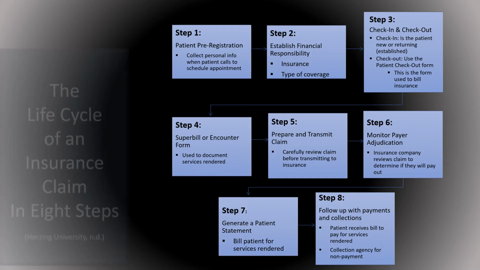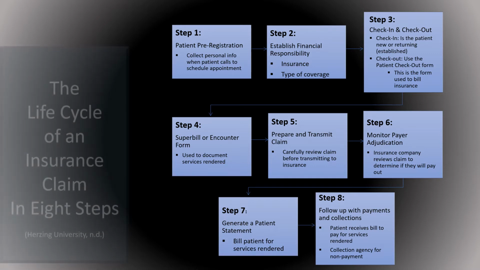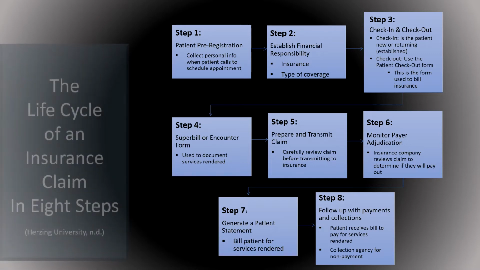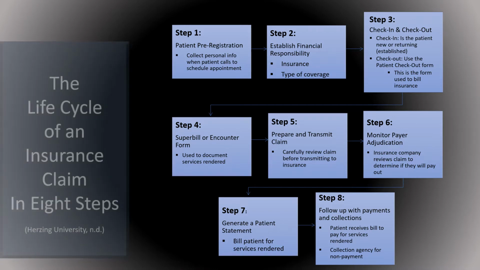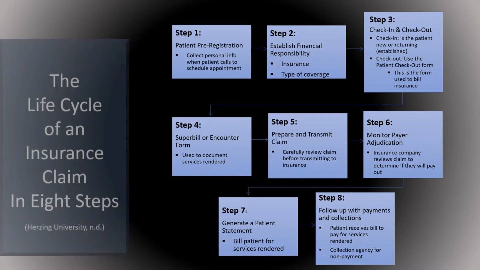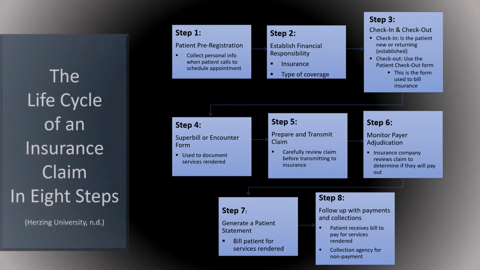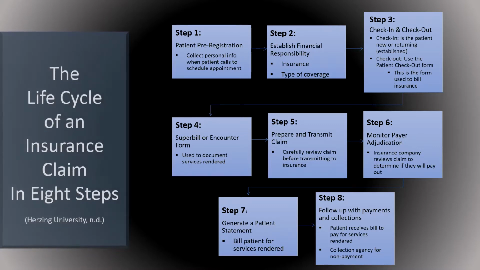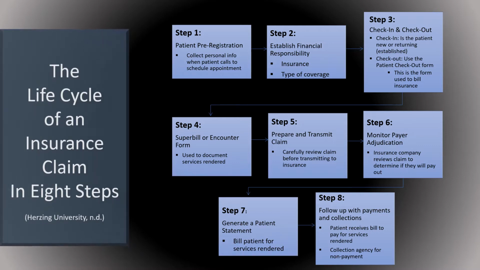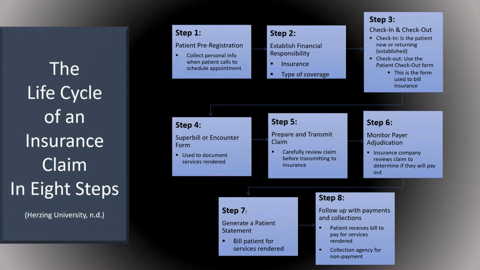First, as outlined in this process graphic, we will briefly review the life cycle of an insurance claim in 8 steps. Please reference Herzing University's Realize It course content for insurance claims, processing, and adjudication, Unit 5, for a reference to the information presented in the slide.